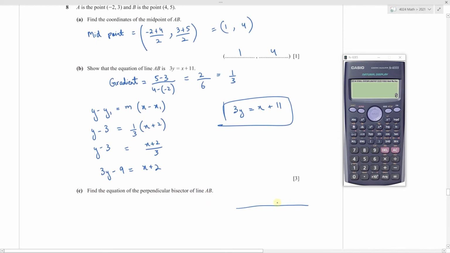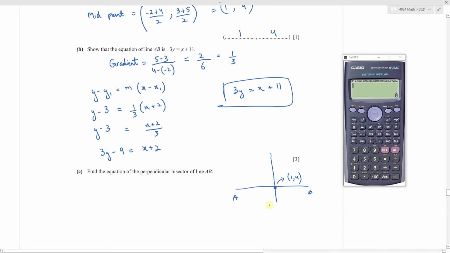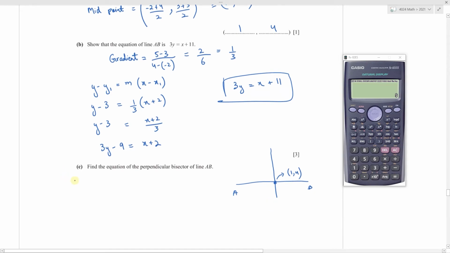So if you have this line AB, the perpendicular bisector will pass through the center, which is this point 1, 4. So you already know one point on this line should be 1, 4 because it's passing through the center. And we can find the gradient. We know that for two lines that are perpendicular to each other, the product of their gradients is -1. So the gradient of the perpendicular multiplied by the gradient of line AB should equal -1.